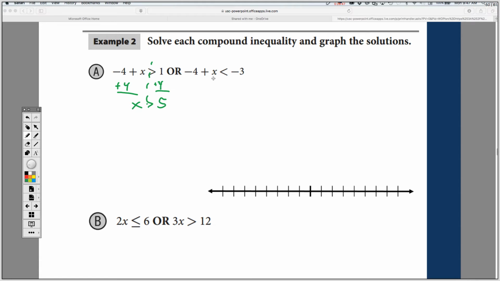What should I do on this one? Karen, what should I do on this one? Here, I'll build the wall first. What should I move? No? What do I want to get alone? Good. So I want to get the x alone, so I want to move the 4. How do I move a -4? Add it. Add 4, add 4. X is less than, what's -3 plus 4?